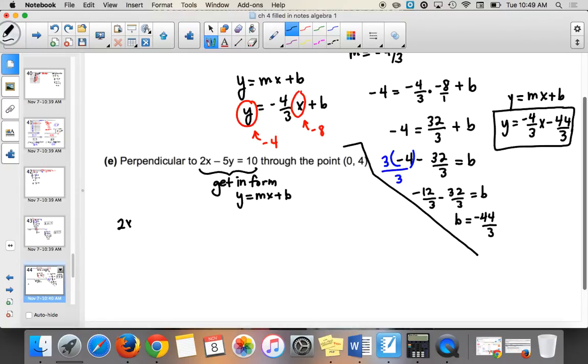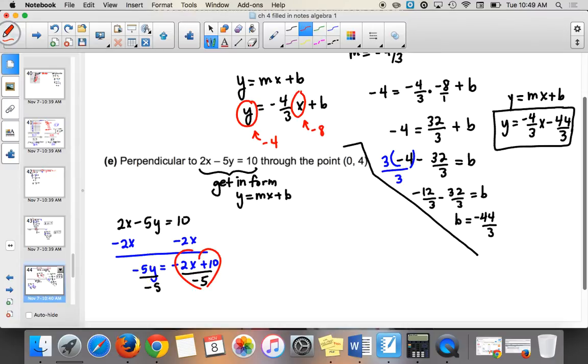So if I have 2x minus 5y equals 10, so go ahead and practice. See if you can get the y by itself. Try it along with me. Active note takers, right? Subtract your 2x, subtract your 2x. So we get -5y equals -2x plus 10. Divide by -5, divide by -5, and that -5 goes into both pieces. So we get y equals 2/5 x minus 2.